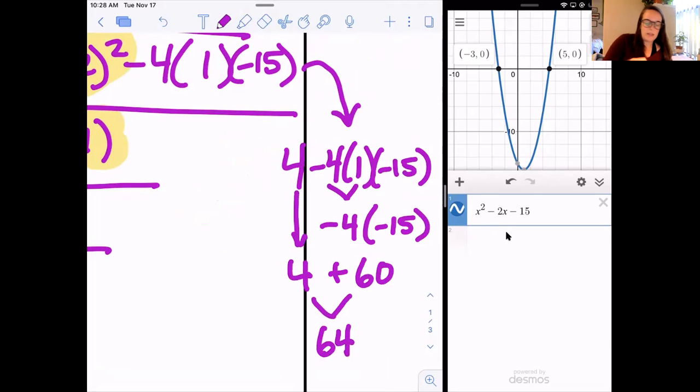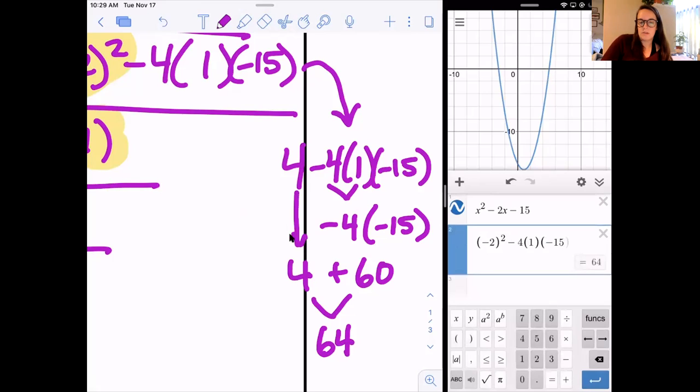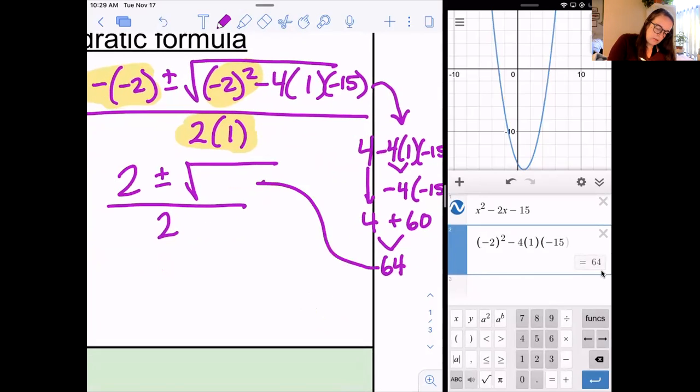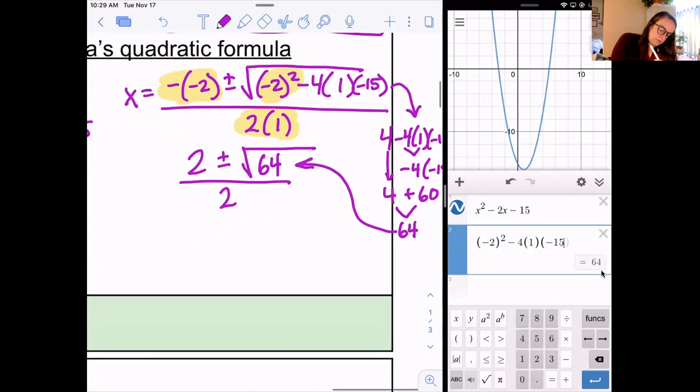Remember, you can put it in decimals, so you could just do -2 squared minus 4 times 1 times -15, and you'll see that same 64. So you can do it by hand if you want, or you can put it in your calculator like this. So 64 is what's going to go in there, right? So 64, like that.